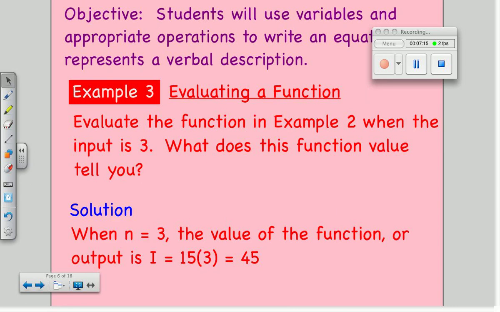Evaluate the function in example 2 when the input is 3. So in other words, if I mow 3 lawns, okay? If I mow 3 lawns, what will the value tell me? So when N is 3, the value of the function, or the output of I, is 15 times 3, because the input is 3. 15 times 3 is 45, so I equals 45 when the input is 3.